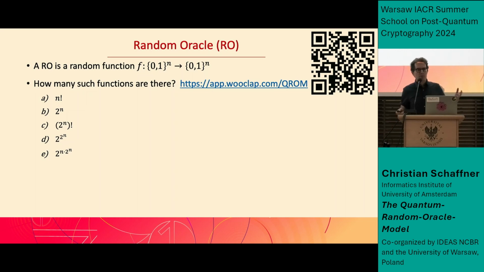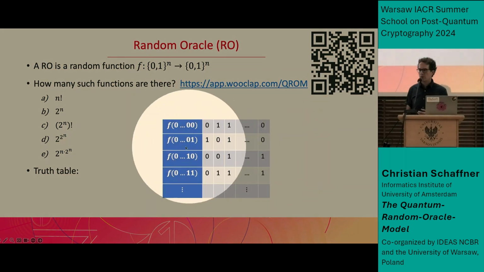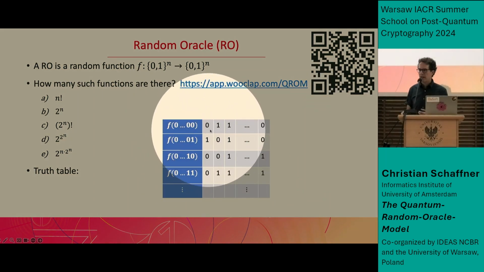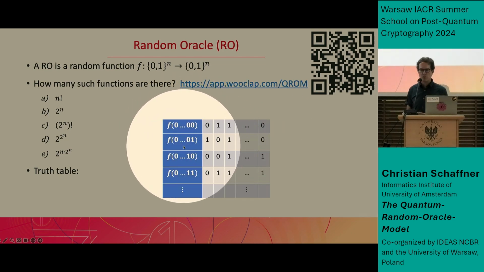So you want to count the number of functions from n-bit strings to n-bit strings. What you can do to specify the function is write down a truth table. Just write down for every input what the output is. If you do that, you will end up with a table like this. You write down the output: these are the n-bit outputs on the input 0, these are the n-bit outputs on the input 0001.